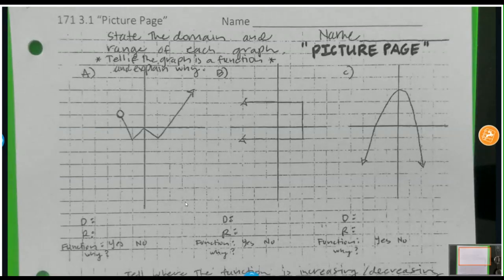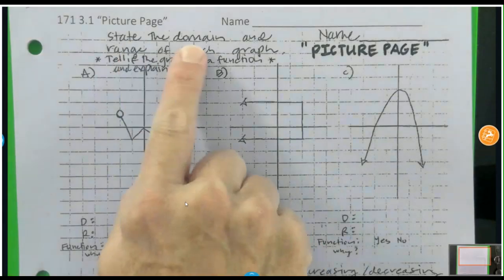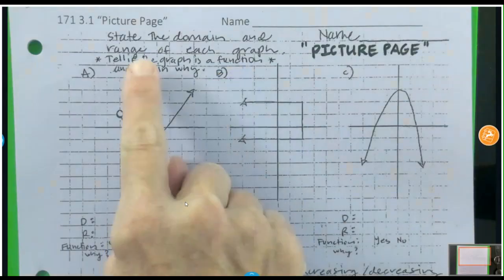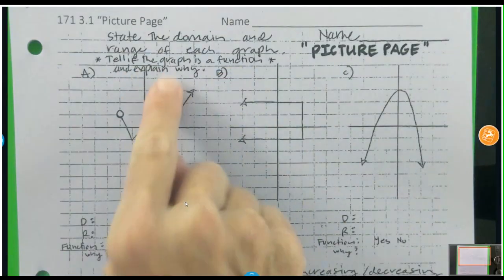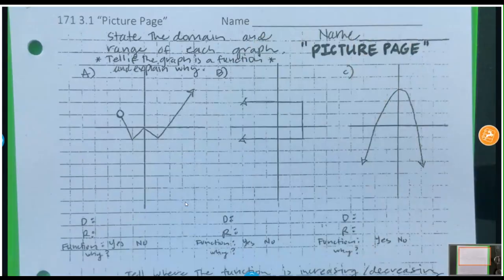And we're just going to start with the first one. We won't have time to do all of these, but we're going to do one of them. All right, this paper is a little sloppy. I did make this paper, but I had to use graph paper. It says state the domain and range of each graph, and then tell if the graph is a function and explain why. So let's just start with the domain and the range.